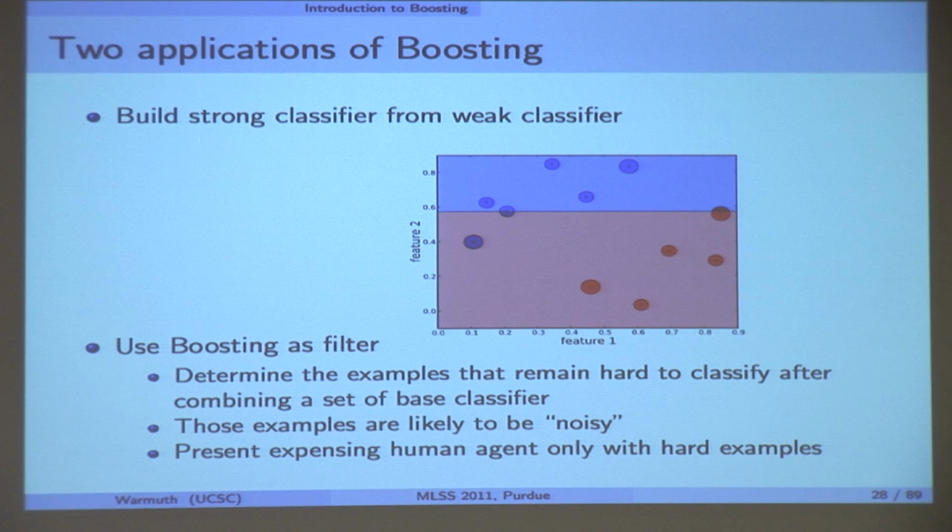Yes? If we were to detect outliers, use boosting for outlier detection? Yes, you can use it to detect outliers. That's another term, yes. So should we look at the final weights, like the last iteration weights? Yes, at the weights at the end. At the end. Yes, yes.